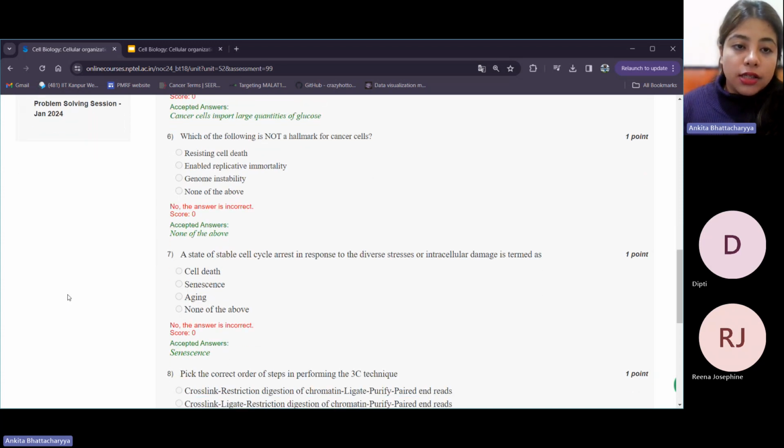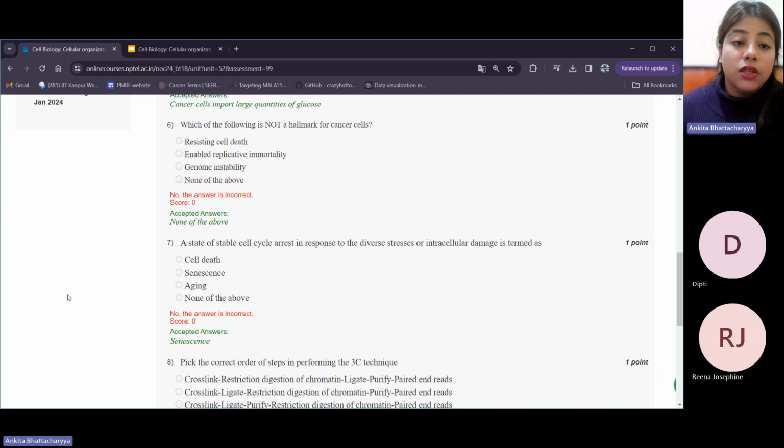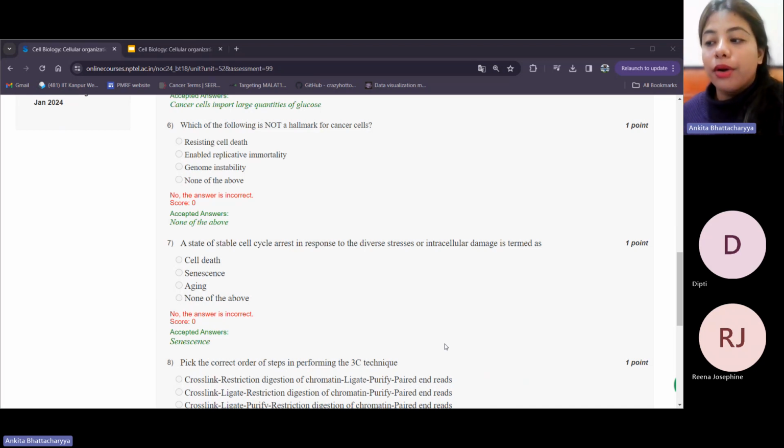Then in question 6, we were asked which of the following is not a hallmark for cancer cells. If you remember, we had seen how Douglas Hanahan and Weinberg had identified certain numbers of hallmarks, and every 10 years or so, they provide more and more updates in this field of research. So there are some already established hallmarks, some enabling characteristics, and some emerging hallmarks. Depending upon how research is evolving over this period of time, the concept of cancer hallmarks also evolves.